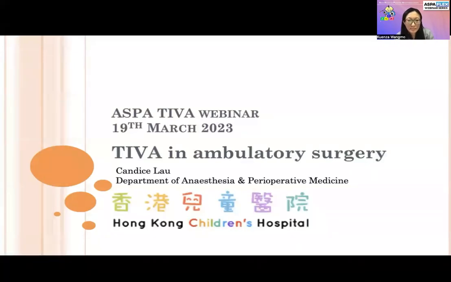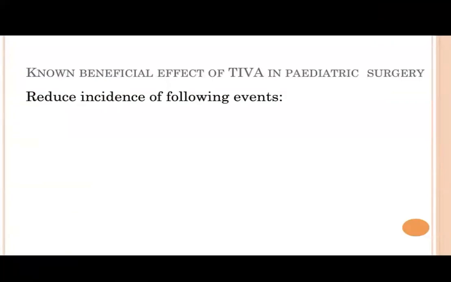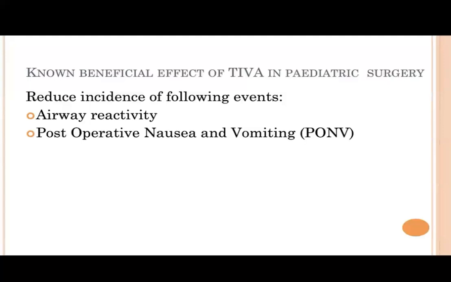Today, I will discuss the use of TIVA in ambulatory surgery on pediatric patients. I have nothing to disclose. TIVA is known to reduce the incidence of reactive airway, post-op nausea, vomiting, and emergence delirium in pediatric patients. Let me show you a few slides to refresh our memory.